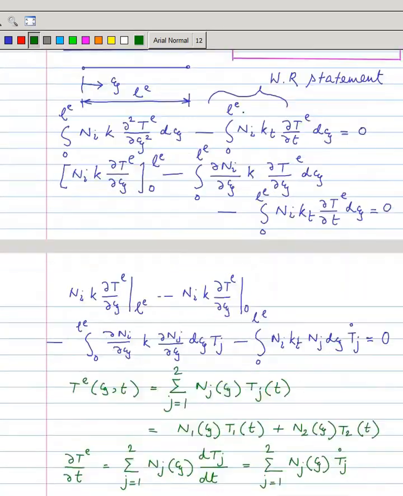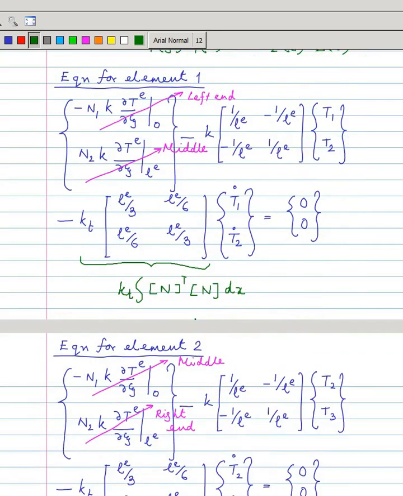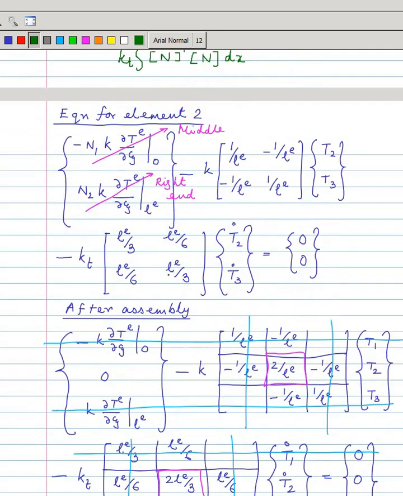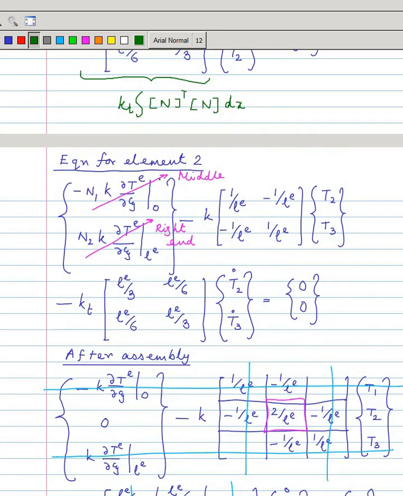Now if you do N transpose N, then you get this. Or you can separately integrate N1 N1 dx, N1 N2 dx, N2 N1 dx, and N2 N2 dx, then also you get this. So this is what you get from element 1. Similarly you get for element 2. For element 2 actually this is the middle and this is the right.